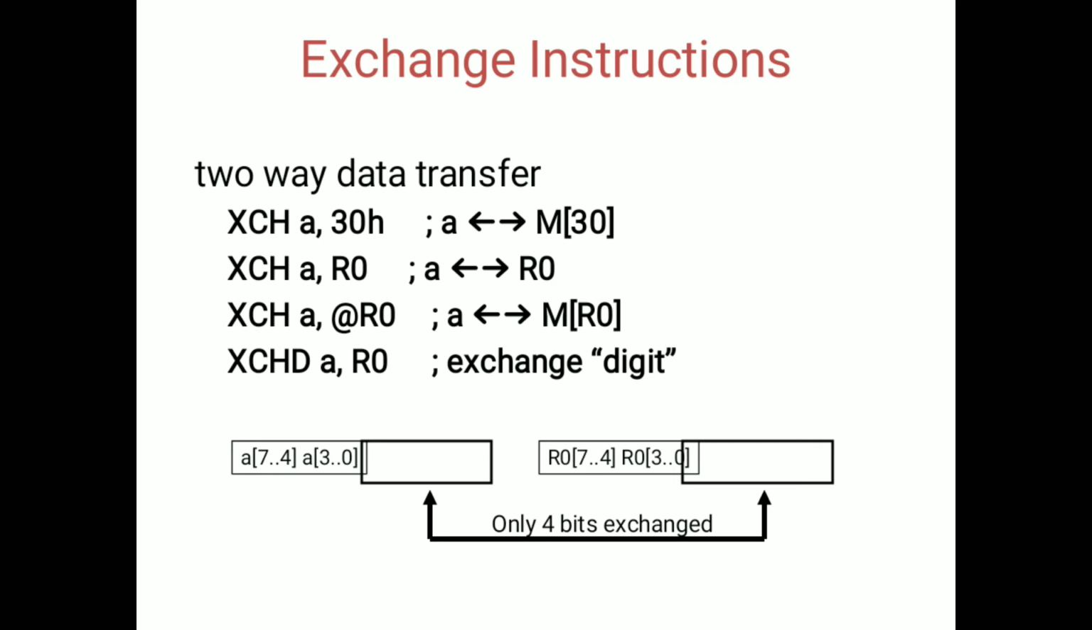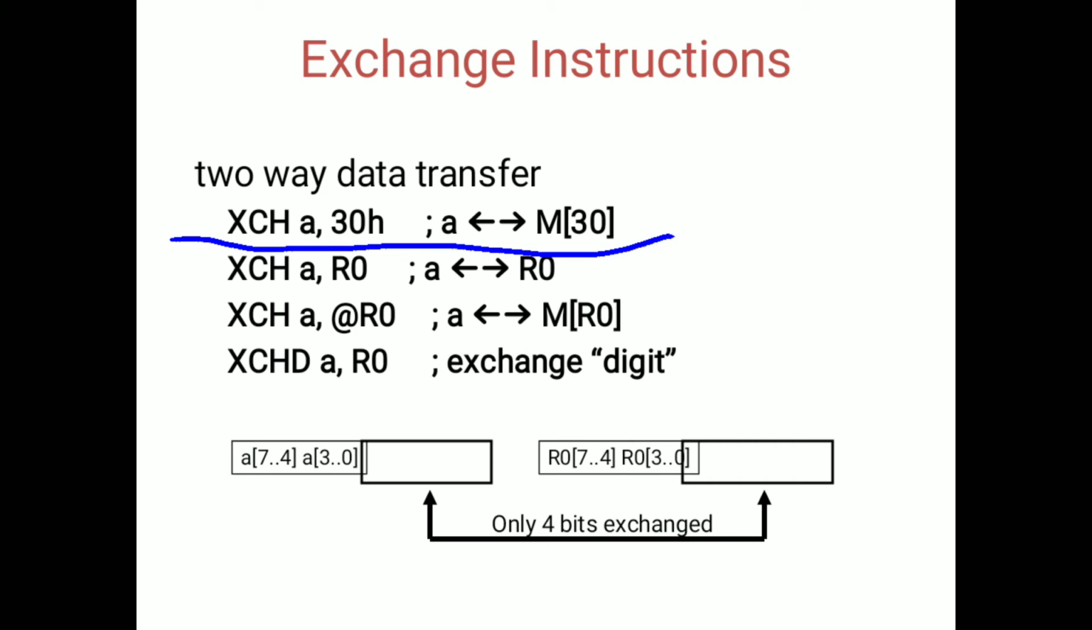The next is exchange instructions. Exchange instructions are used to transfer two-way. Here we can use the exchange XCH instruction or the exchange XCHD instruction. In this case, exchange A comma 30H means exchanging data: both the 30H location and the accumulator exchange their data through this instruction.